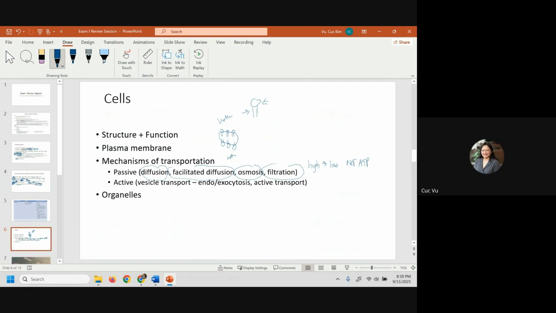Where active transport is concerned, you're going against the concentration gradient. You're going from low to high. And because of that, it's always going to need ATP.